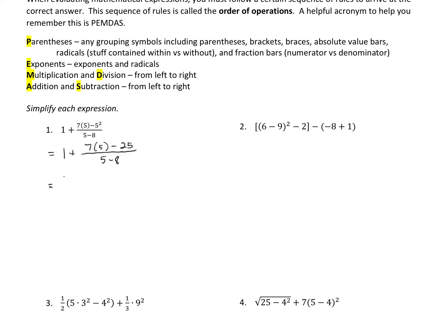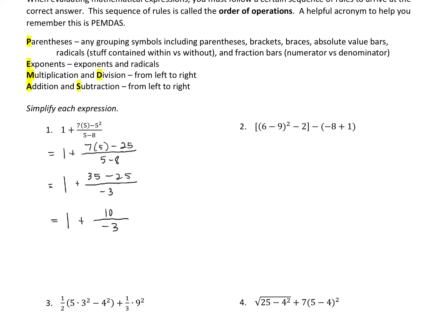So then we have 1 plus, I can do the multiplication now on the top. So that'll be 35 minus 25. And on the bottom, I can go ahead and do that. The 5 minus 8 is -3. Because remember, those are grouped separately. So the top is a group and the bottom is a group. Okay, 1 plus, I still have to finish my grouping. So that's the numerator. So 35 minus 25 would give us 10 over -3.